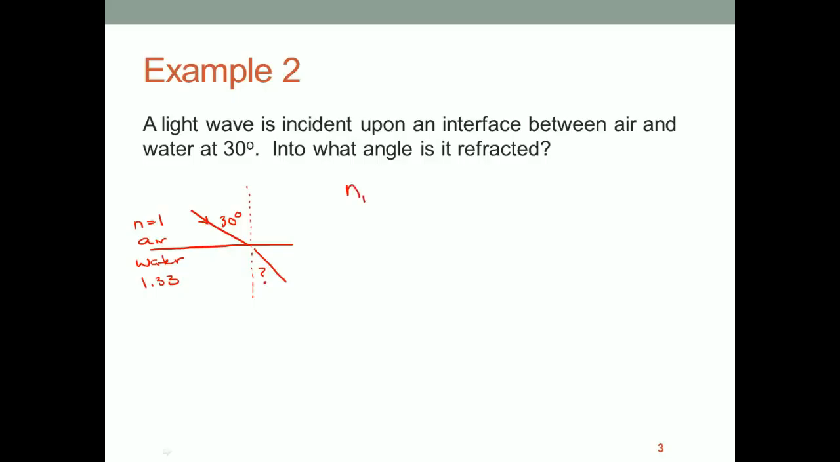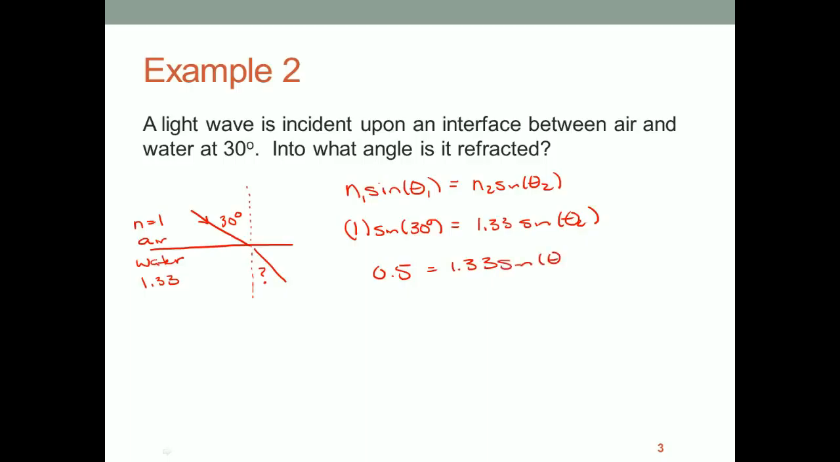To do this calculation, I use Snell's law, n1 sine theta 1 equals n2 sine theta 2. It doesn't matter which side you call side 1 and which side you call side 2. I'm going to let side 1 be air. So index 1 is 1 times the sine of 30 degrees equals the index of water times the sine of the unknown angle. To solve this, I first need to get rid of the sine of 30. That has a value of 1/2. 1 times 1/2 is 0.5 equals 1.33 times the sine of my unknown angle.